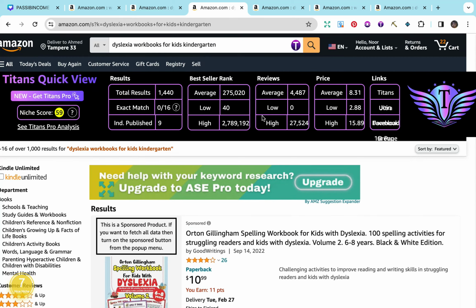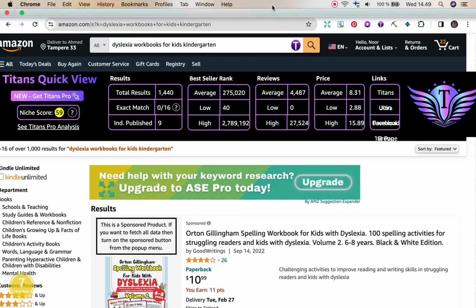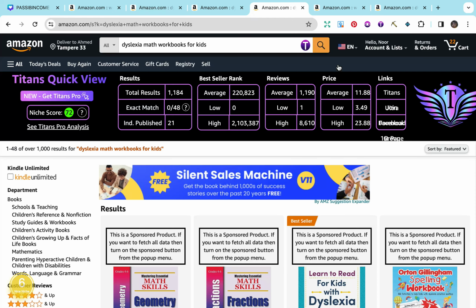So that was the third keyword. Let's head over to the fourth keyword for the day, and our fourth keyword is again connected to workbooks for kids about dyslexia, and it is dyslexia math workbooks for kids.